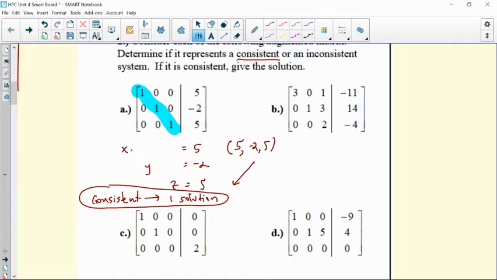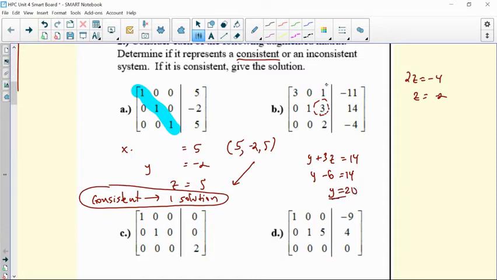Now, for part B, again, looking at this, is it consistent? Well, I'm looking at that last row, and that last row tells me that 2z equals -4. So if 2z equals -4, then z is -2. And so I know that z is -2, and that would help me here, because this row right here tells me y plus 3z is equal to 14. And if you know z is -2, I can figure out that y must be 20.